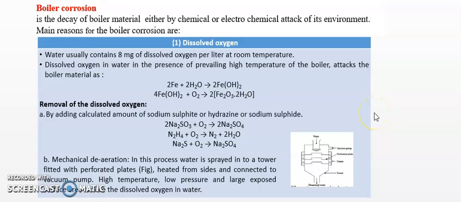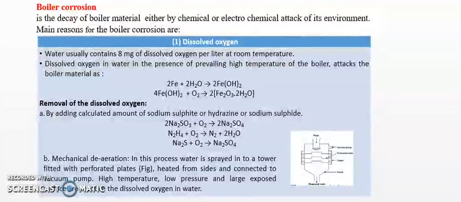Now, how can we remove dissolved oxygen? By adding a calculated amount of sodium sulfite or hydrazine. Hydrazine is an ideal internal treatment chemical for the removal of dissolved oxygen. It reacts with oxygen forming nitrogen and water. Nitrogen is harmless. Consequently, hydrazine removes oxygen without increasing the concentration of dissolved solids.